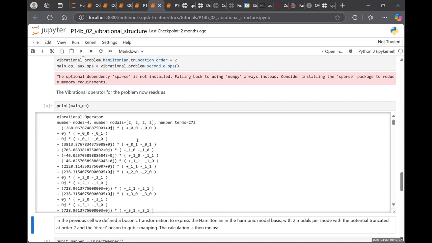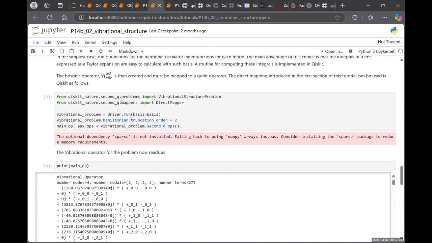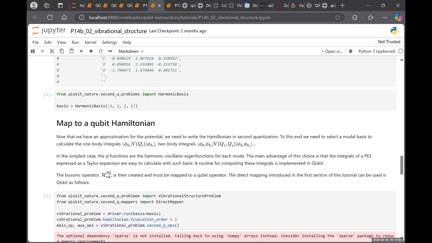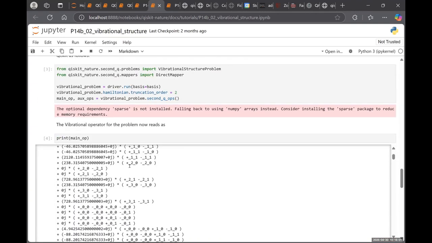Okay, so 0, 1. There are two, so each has two labels. So this is labeling the orbitals. They call it modals. So modals is the number you put in here, the basis. Okay, so dagger, no dagger, dagger, no dagger.